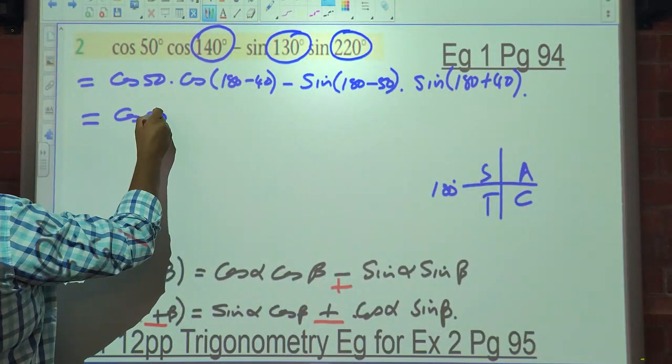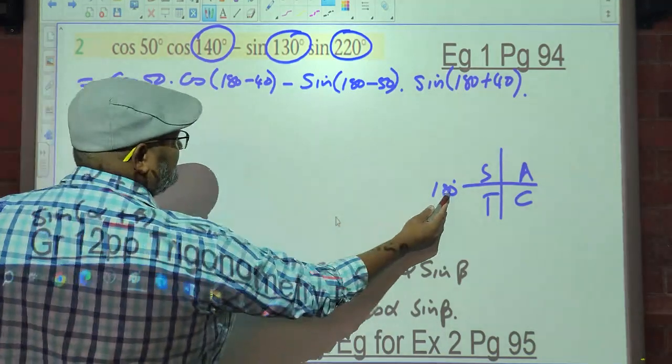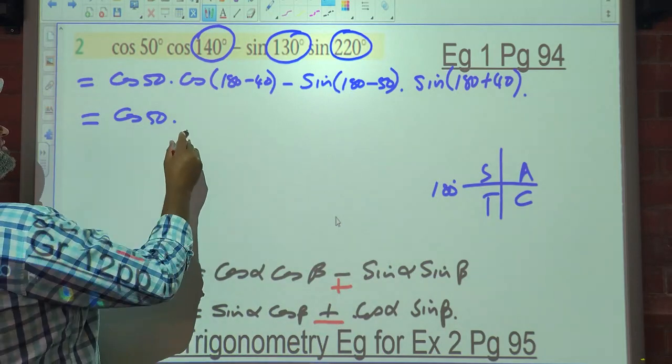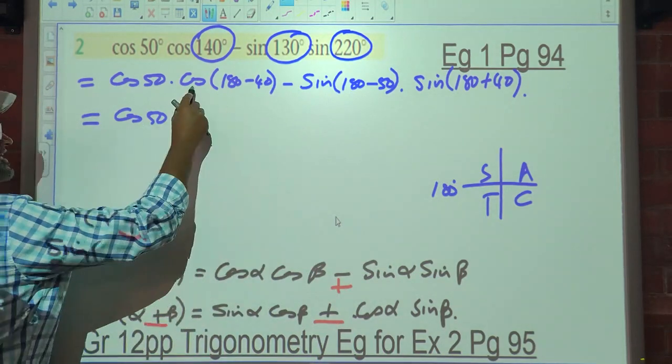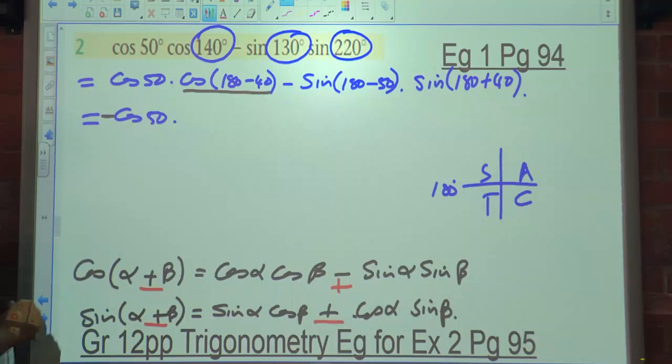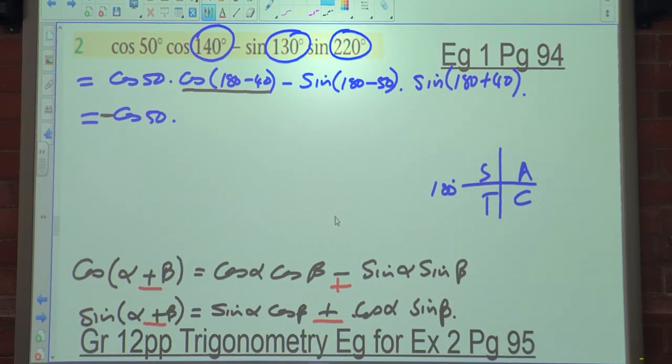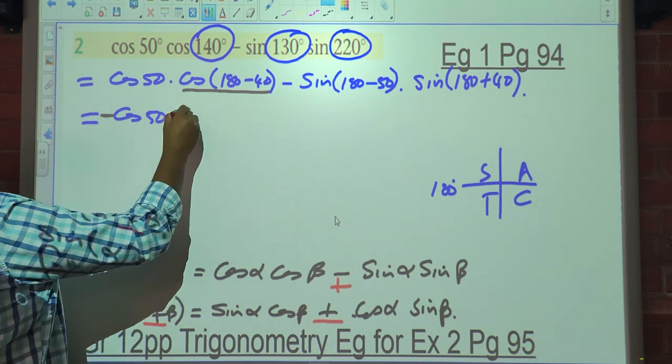So it's cos 50 times cos(180 minus 40). Which quadrant is that in? Second quadrant. Is cos positive or negative? Negative. So that negative that's coming from here, I'll put in front. We always put it in front. So that's going to be negative cos 40.